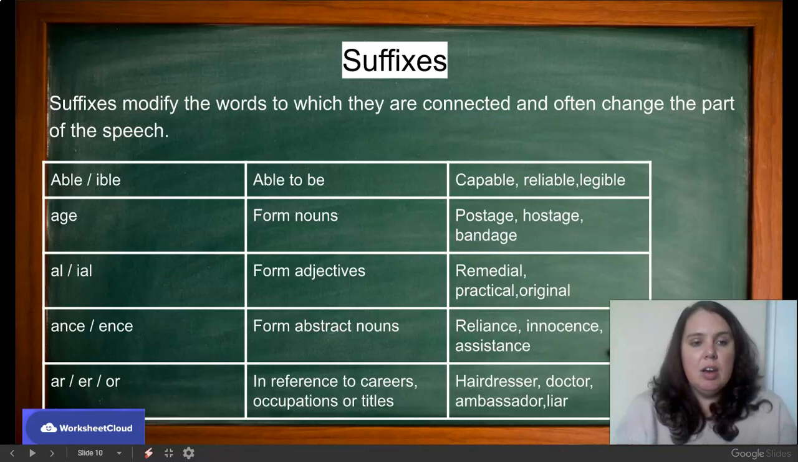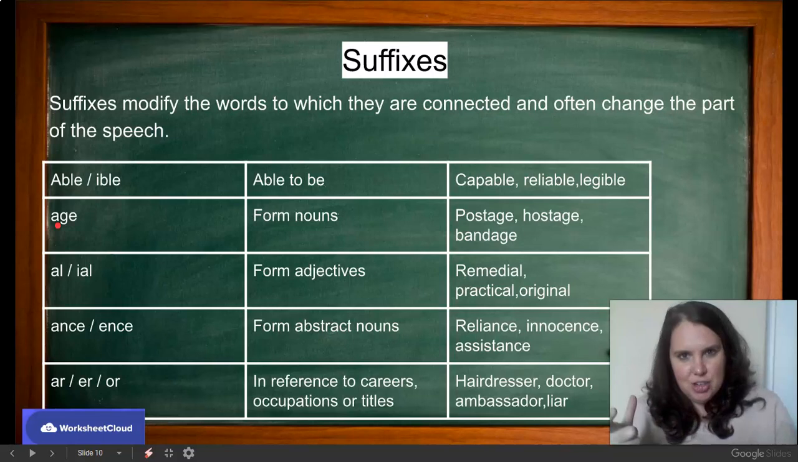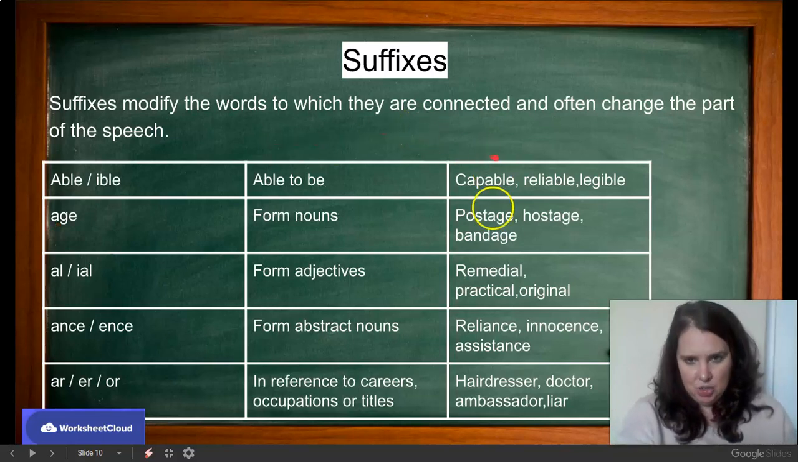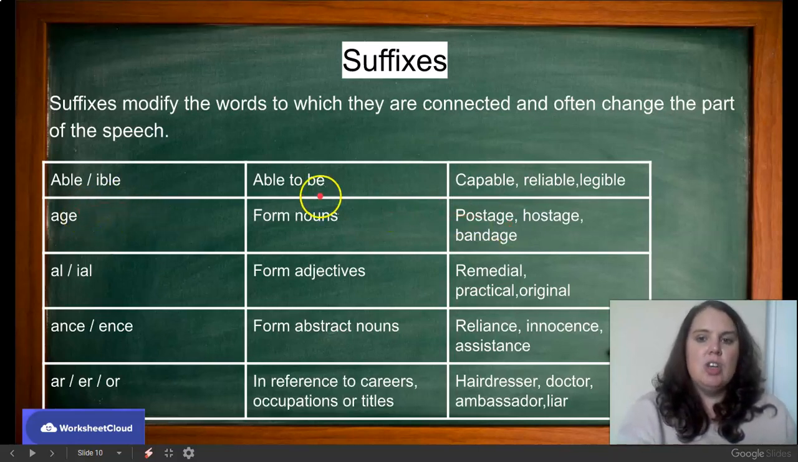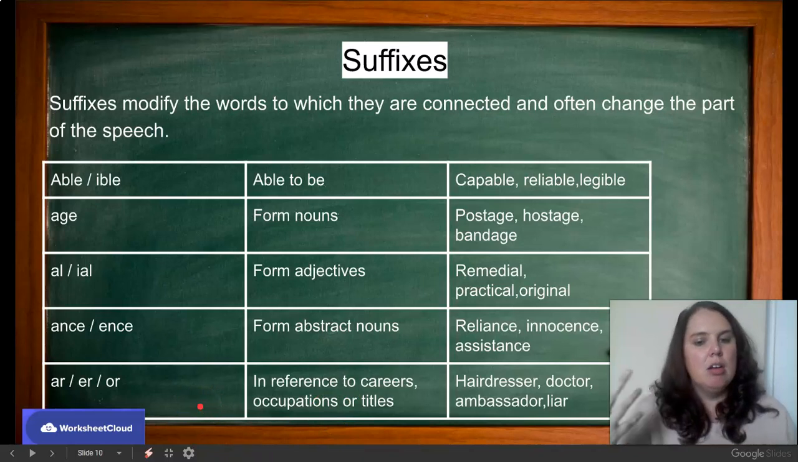So here you can see that there are quite a few. The suffix, it's not actually age, it's age, but like here, postage or hostage, you don't say age. But what that normally does is it changes it to form a noun. AL or IAL usually forms adjectives. Ants or ents usually forms abstract nouns. Reliance, innocence. Remember when we did abstract nouns a couple of weeks back, we said it's something you can't place into a box.